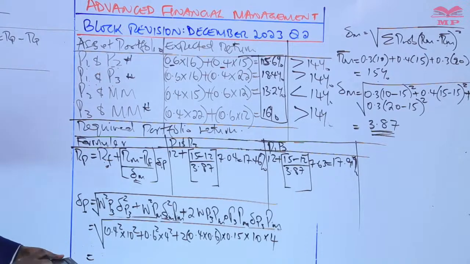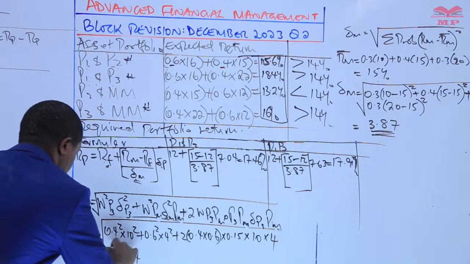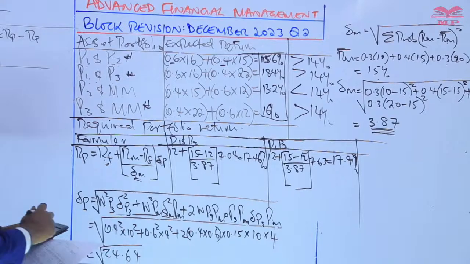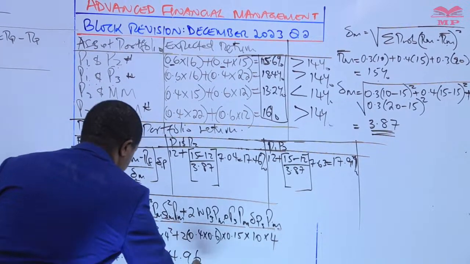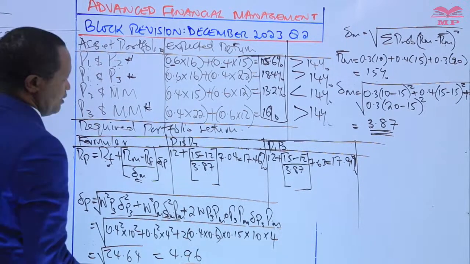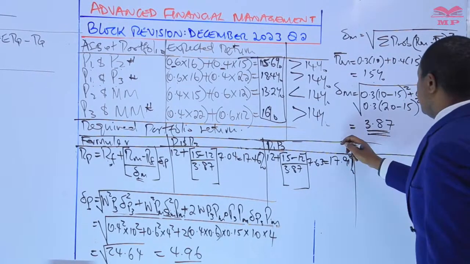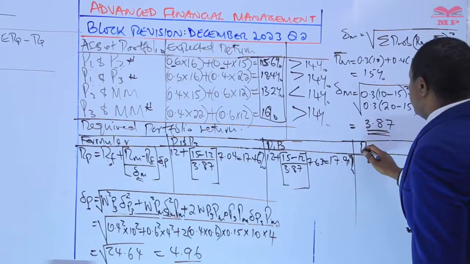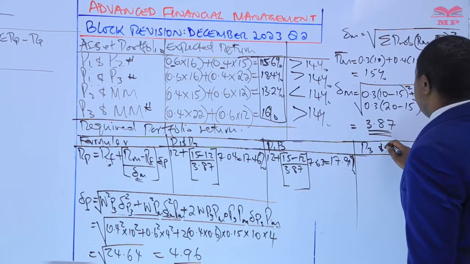So we can calculate now. 24.64, get the square root, is equal to 4.96. That is the standard deviation for P3 and MM. I come here and calculate it for P3 and MM.